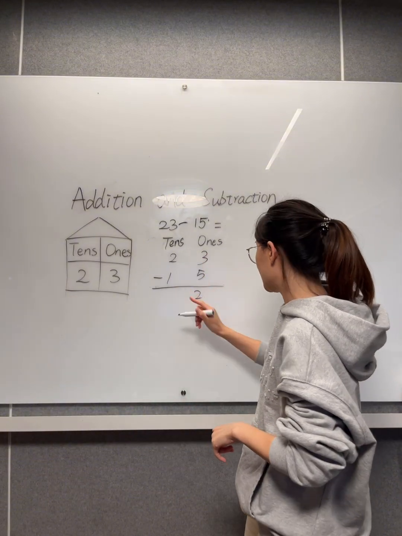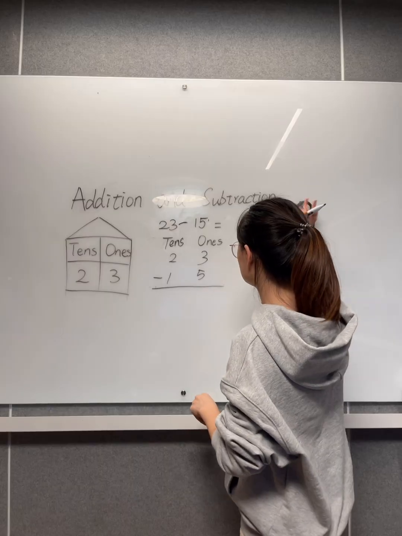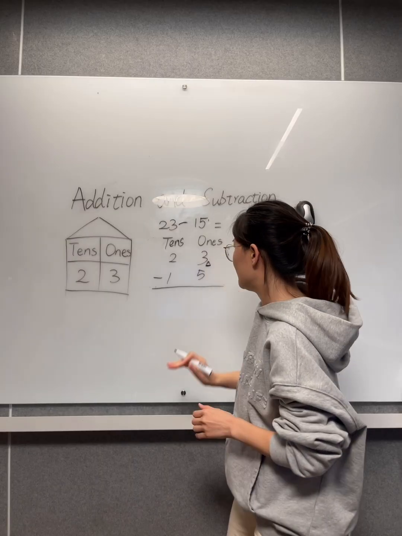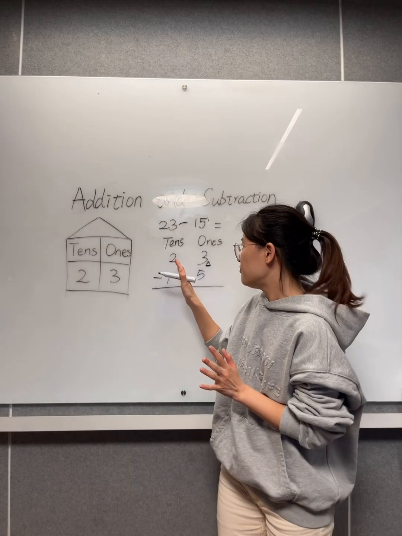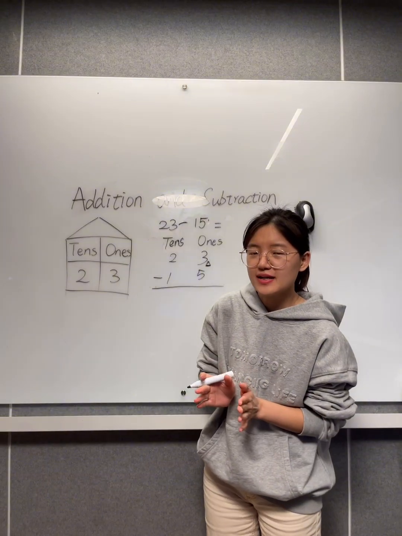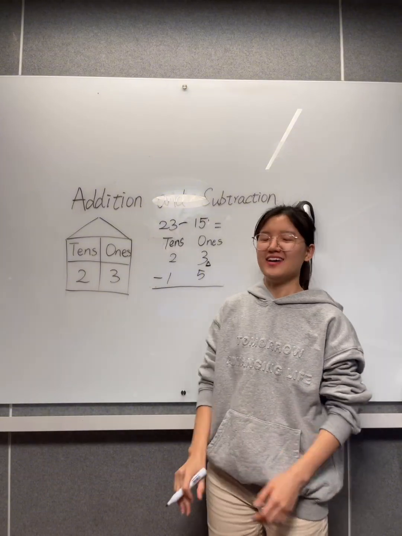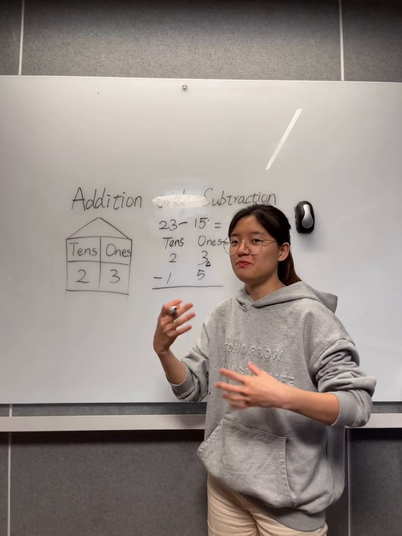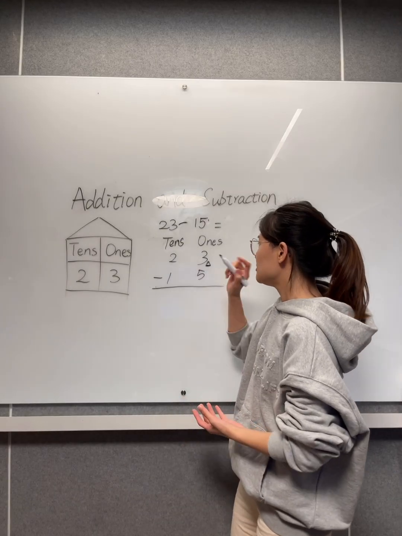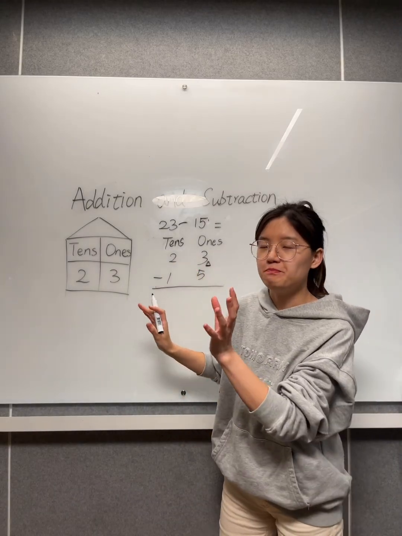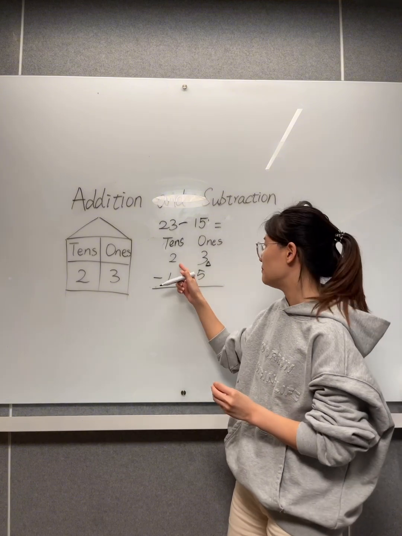So basically 3 take away 5. Now 3 is too small. Oh, my friend number 2, can you help me? Can I borrow some number from you? And number 2 will say, yes, of course. I'd like to give you some number. So number 3 are going to borrow a 1 from the number 2.